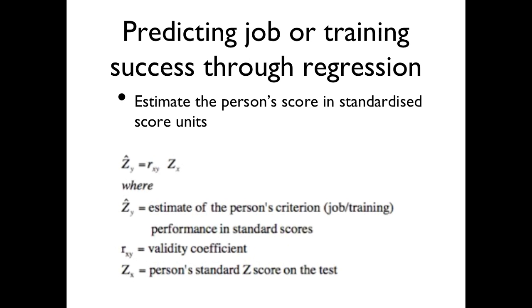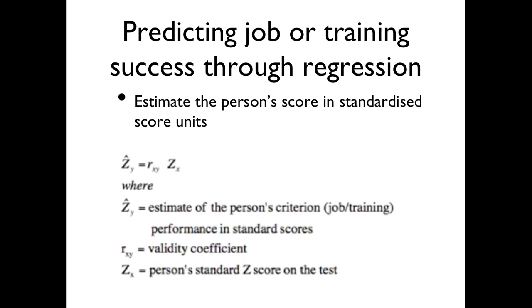Another way we can do utility analysis is through regression. This is where a few stats come in. You can estimate the person's score in standardized score units. These things will become more familiar to you, or maybe you've covered them before. If you look at this, Z with the subscript Y is an estimate of the person's criterion, or the job training performance, in standard scores, whereas ZX is the person's standard Z score on the test.